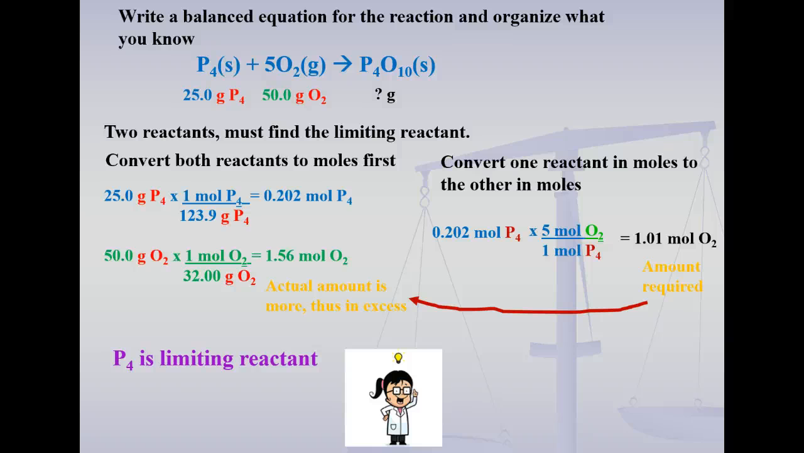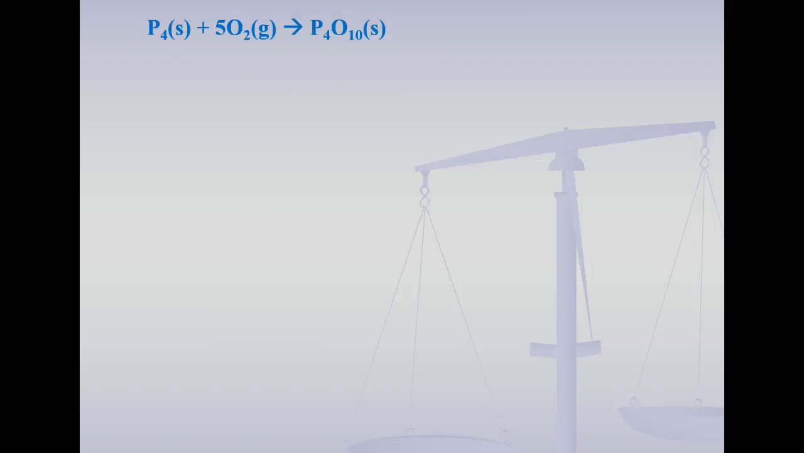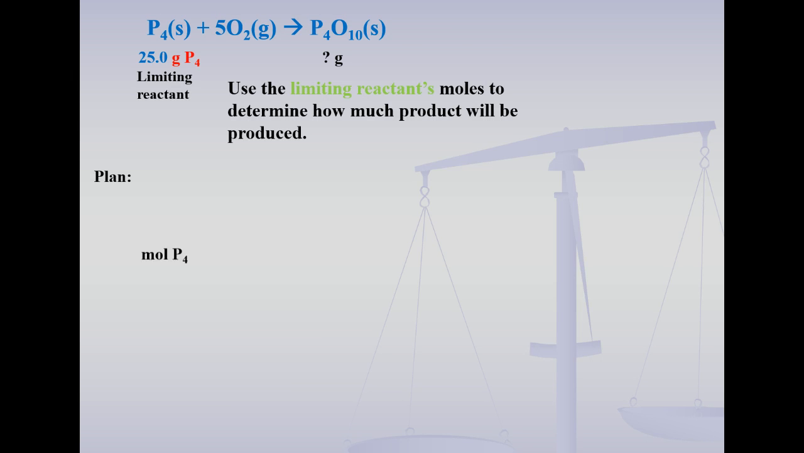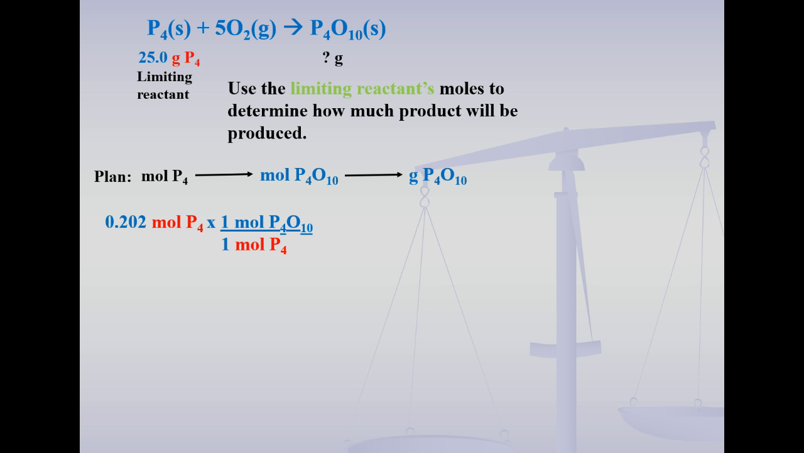All right, now that you found the limiting reactant, you can now find the number of grams of P4O10. So pause the video and do your stoichiometry problem using your limiting reactant. All right, now that you have found it, let's go through. It's your plan. And here's our solution. So you should have gotten 57.3 grams of P4O10.